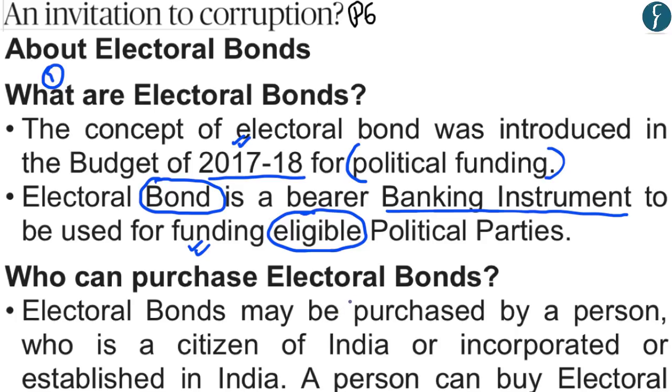Now these electoral bonds can be purchased by any person who is a citizen of India or any company organization which has been incorporated or established in India. So therefore you must understand that electoral bonds can be purchased by both individuals and also by companies and organizations. And a person can buy an electoral bond either by himself or jointly with any other person.